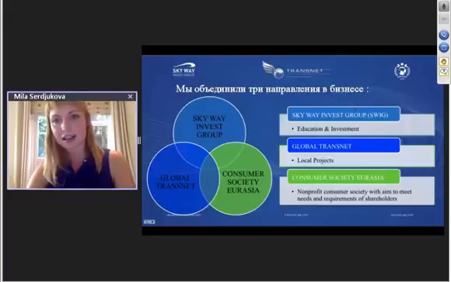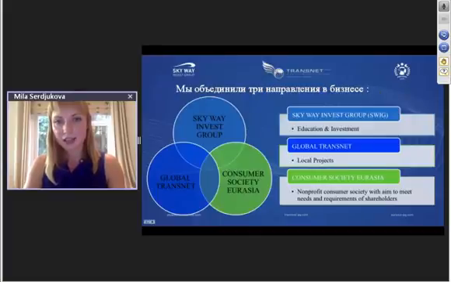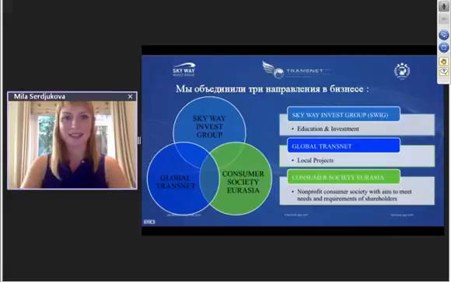I apologize because I added the slide last minute. It says that we have 3 companies united together. I translated the rest and completely forgot to translate the title. So this is the 3 companies.